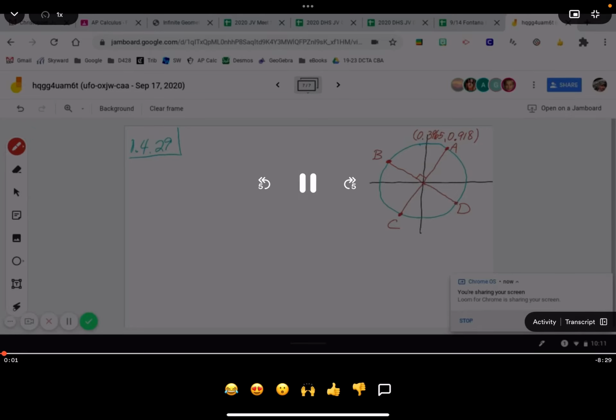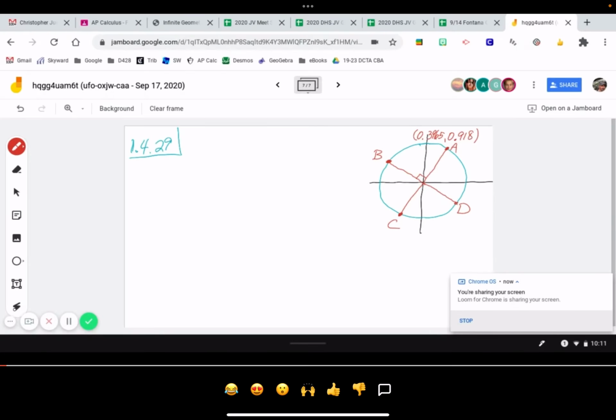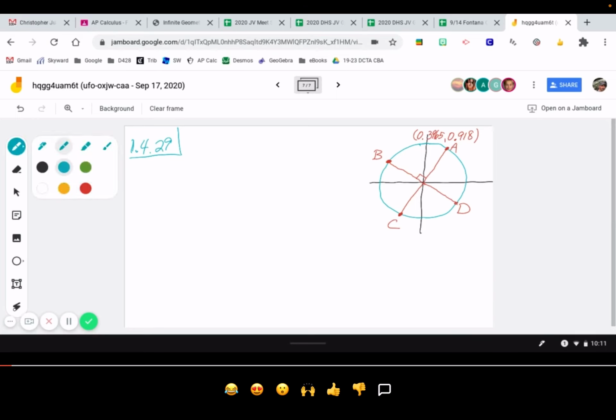People had questions on problem number 29 on 1.4, which is, admittedly, a pretty weird problem. So let's take a look at what's going on. They've drawn a circle for you, and I don't know that it's actually relevant, but they do say that we are dealing with unit circles in these two figures. So that's important to note, that your radius within your unit circle is always equal to 1.